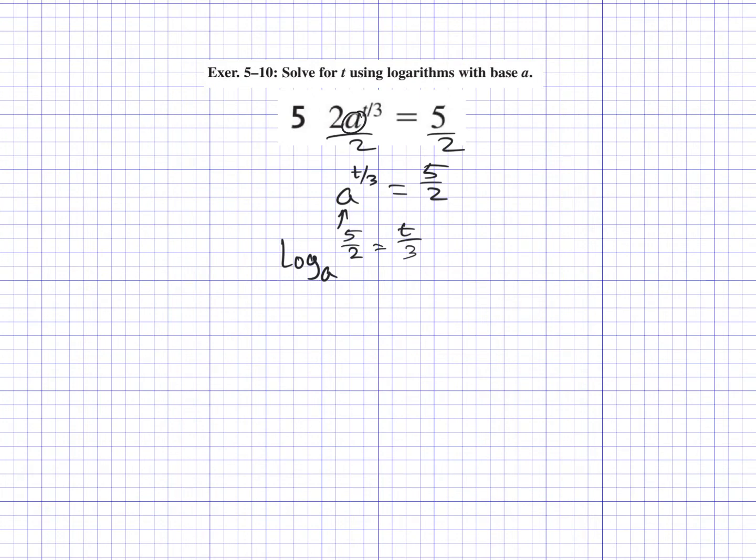Okay, so we're supposed to solve for t, so we're going to multiply by 3 on both sides. Okay, and now t is equal to 3 log base a of 5/2. Okay, and that'd be the answer. You can't solve it because you have two variables, remember, but we solved for t. We can't get an actual answer unless we knew t or a.